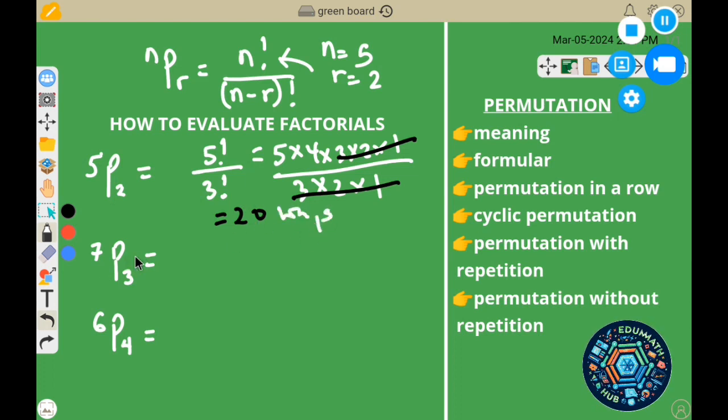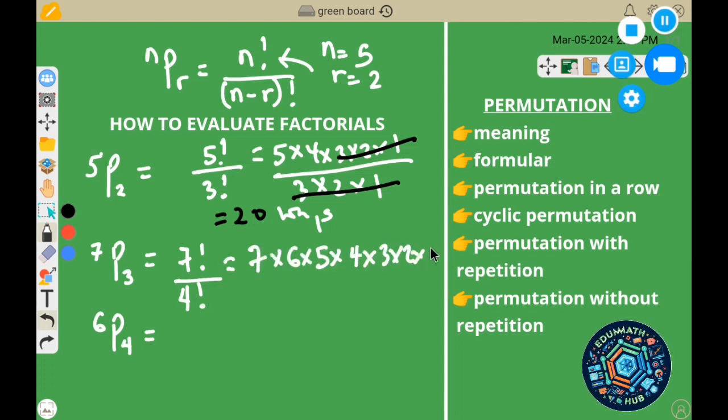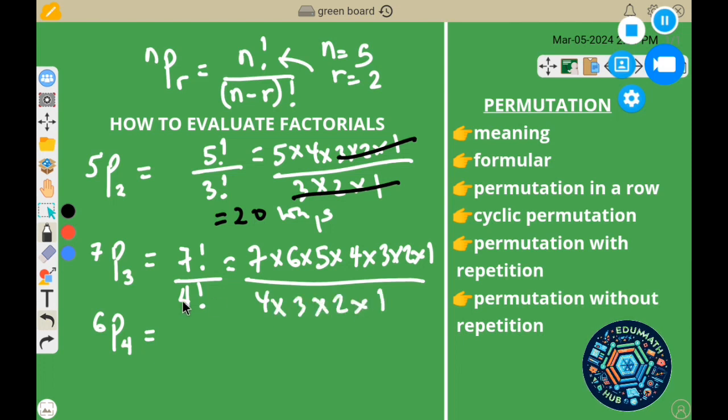The next one is 7P3. So in this case, 7 is n, r is 3. So into this formula, you have 7 factorial divided by 7 minus 3, that will give you 4 factorial. 7 factorial is 7 times 6 times 5 times 4 times 3 times 2 times 1. Then you divide this by 4 factorial, which is 4 times 3 times 2 times 1.